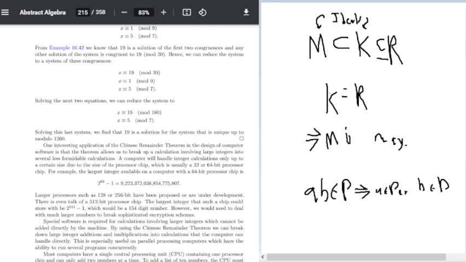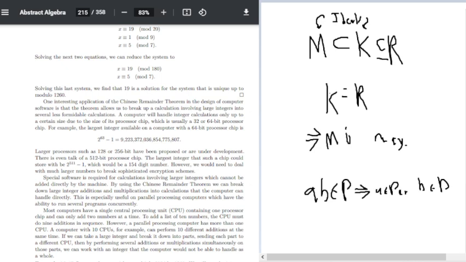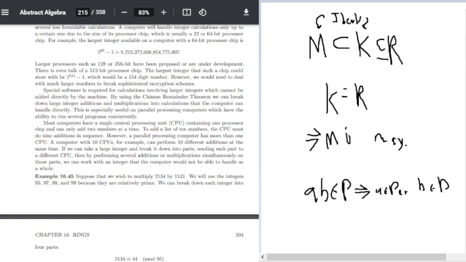For example, the largest integer available on a computer with a 64-bit processor chip is 2 to the 63 minus 1. I'm not even going to try to read that whole thing out loud. Larger processors such as 128 or 256-bit have been proposed or are under development. There is even talk of a 512-bit processor chip. The largest integer that such a chip could store will be 2 to the 511 minus 1. This number is ridiculous. It's a 154-digit number.